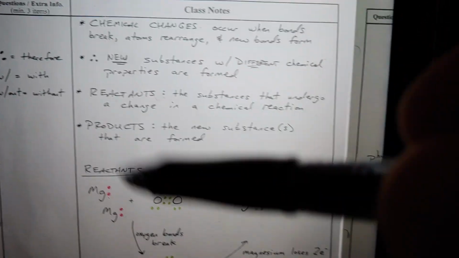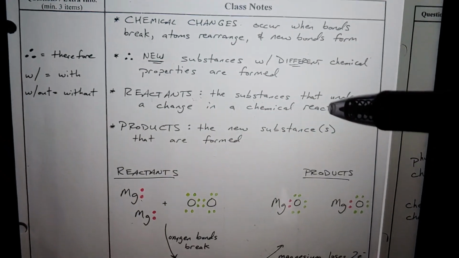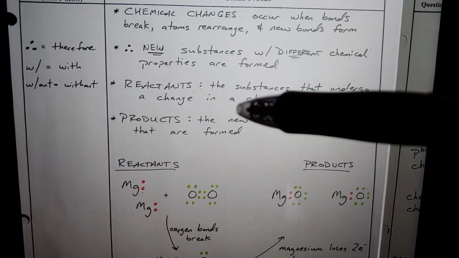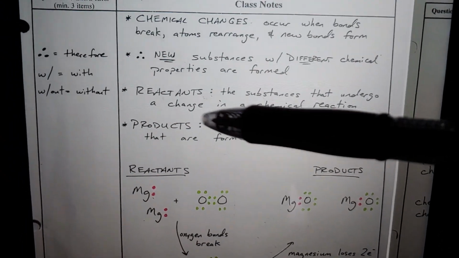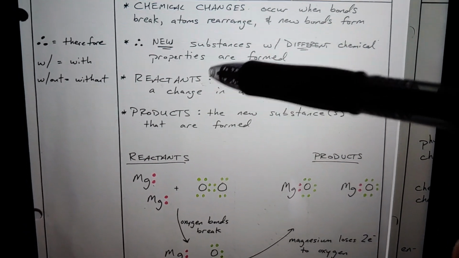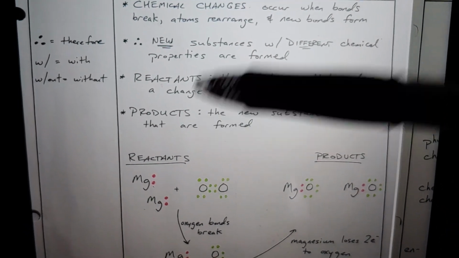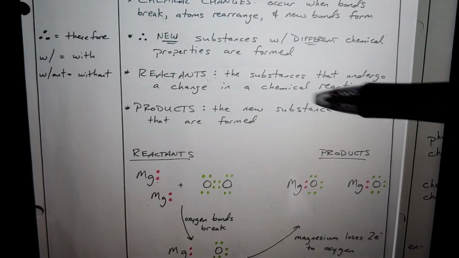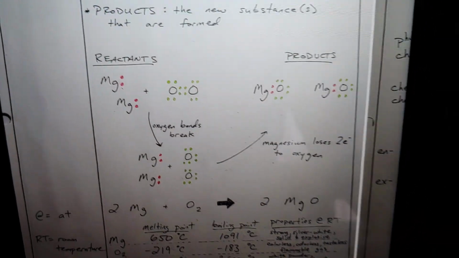Now, here's two key terms. A reactant is a substance that undergoes a change in a chemical reaction. Think of your reactant like if you're baking a cake, your reactants are your ingredients, and the product is your cake. The product is a new substance that's being formed. So here's a chemical equation.